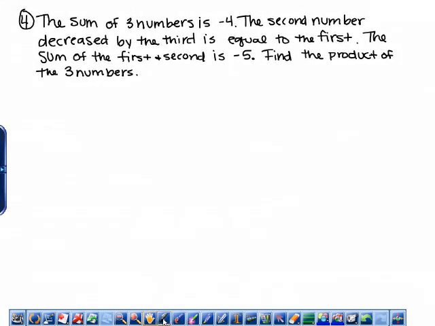The sum of 3 numbers is -4. The second number decreased by the third is equal to the first. The sum of the first and second is -5. Find the product of the 3 numbers. This is the last one. It will take up less space than the one before.